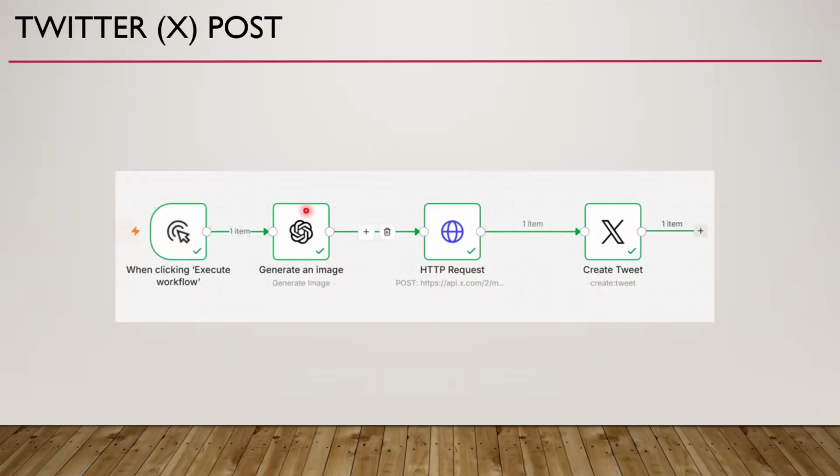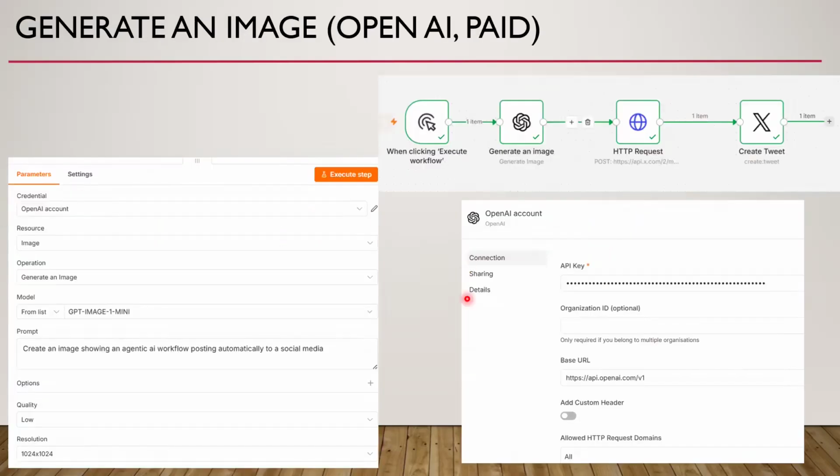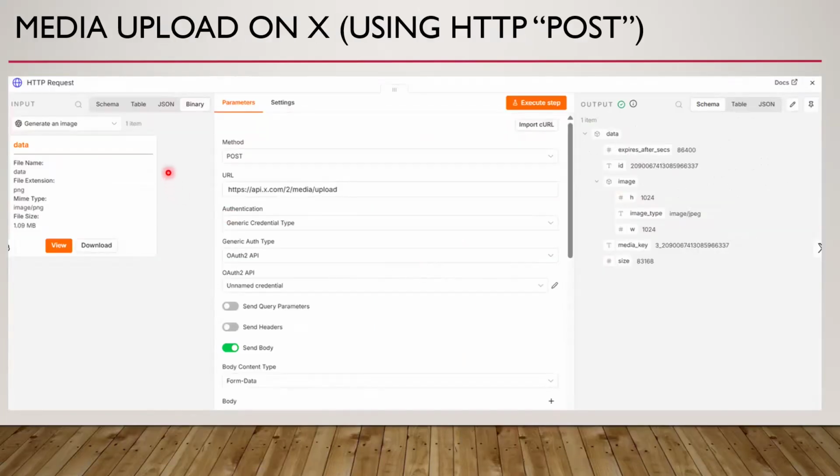Then posting on Twitter. This is the workflow. To post on Twitter, we need to generate an image. Then we need to have an HTTP request node, and then we create a post on Twitter. So this HTTP request is required to upload the media file generated here to the Twitter account. So this is the image generation part. This is similar to my previous workflows. And this is to upload the image generated on X.